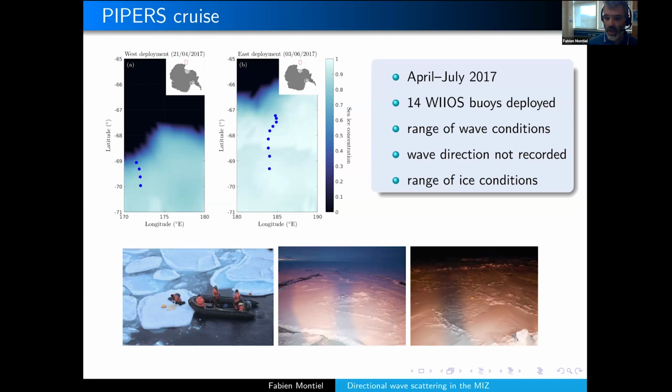There was, of course, pancake ice conditions, but also the buoys were deployed really far into the ice cover where the ice was nearly continuous in some cases. Something to say here is that wave direction was not recorded by these wave buoys, so we only look at the one-dimensional spectrum, so with respect to frequency.